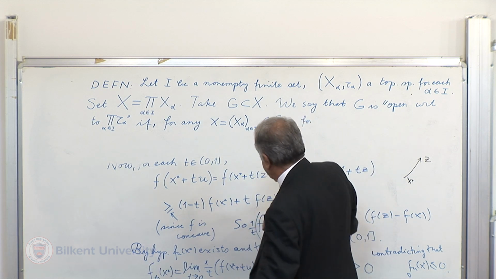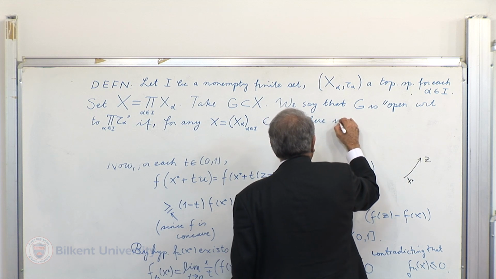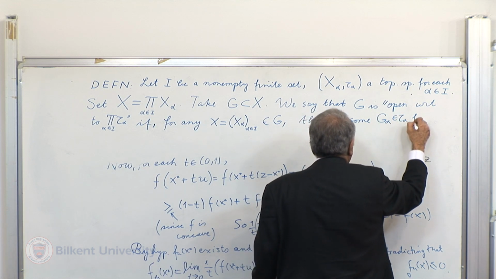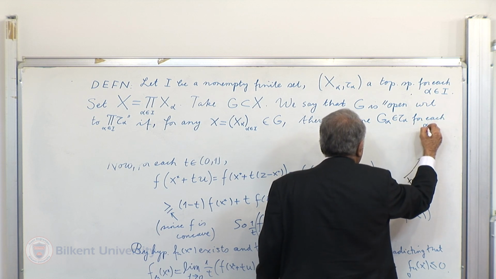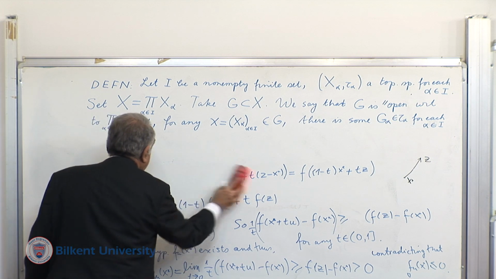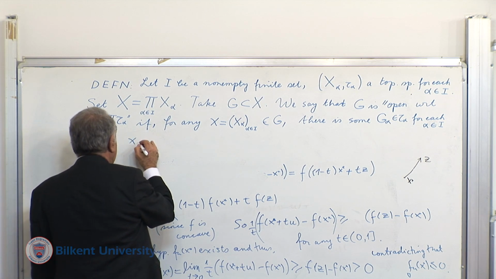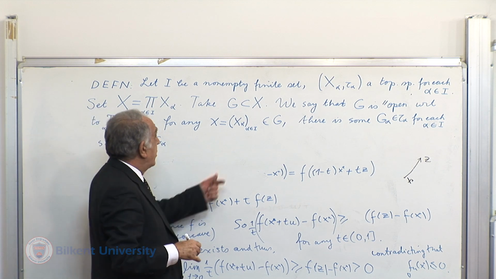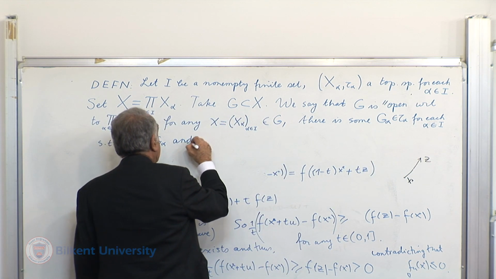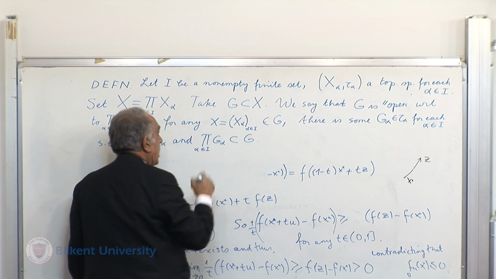Well, let me write it like this. There is some G alpha in tau alpha for each alpha in I, such that X alpha is in G alpha. The alpha component of this is in G alpha for each alpha. And the product of G alphas, alpha in I, that's in G.